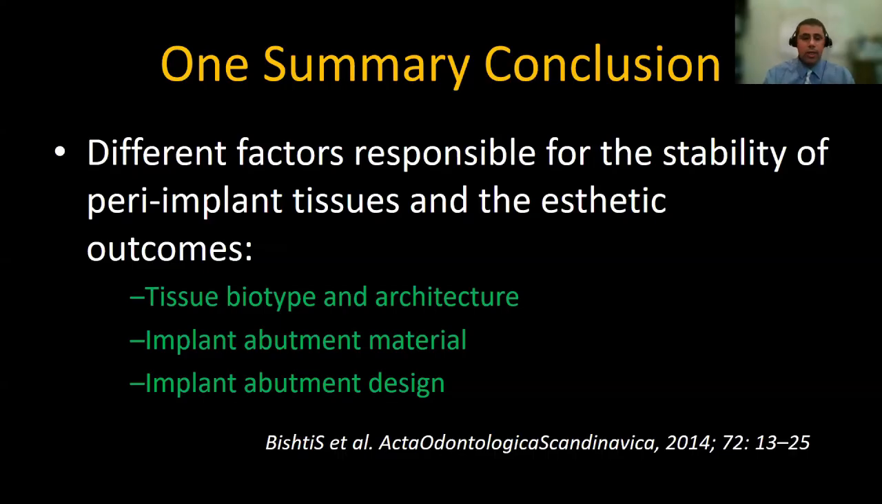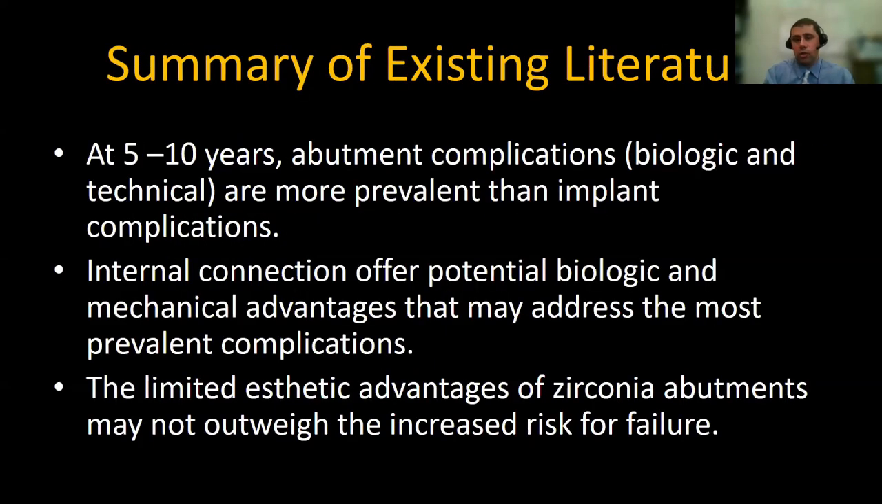So factors to consider, again, are the tissue biotype and the architecture, the implant abutment material, and the implant abutment design. We discussed all of these, and they become even more important when a patient presents with a thin biotype, thin gingival tissue that can reflect the color through. For these types of patients, you would like to have very precise implant planning, sometimes even connective tissue grafting, the placement of an abutment with a stable connection, and of course, utilizing more aesthetic materials such as zirconia or gold-plated titanium.